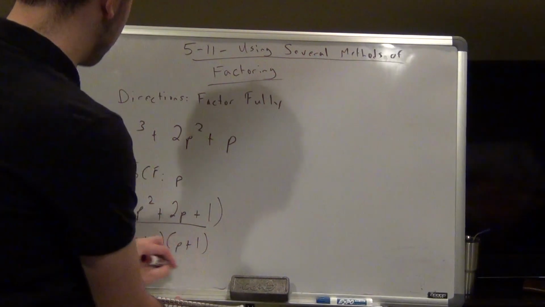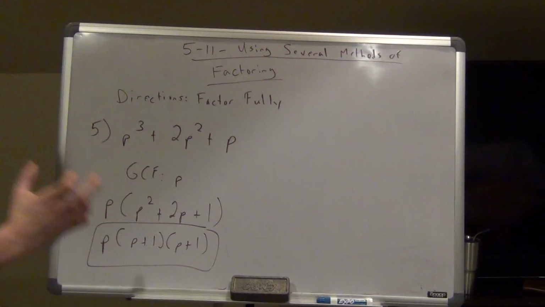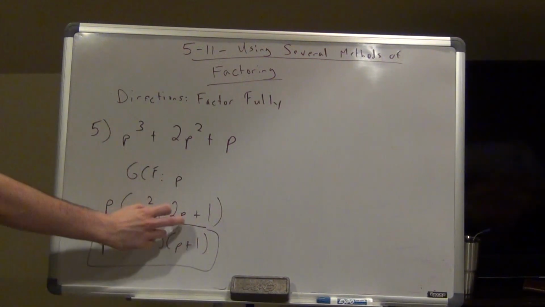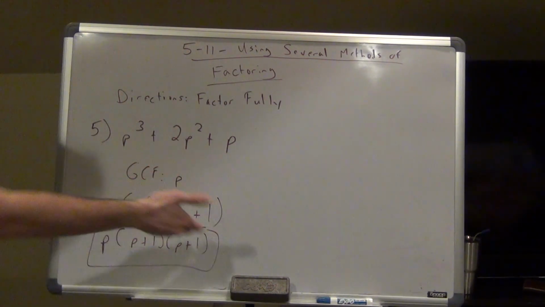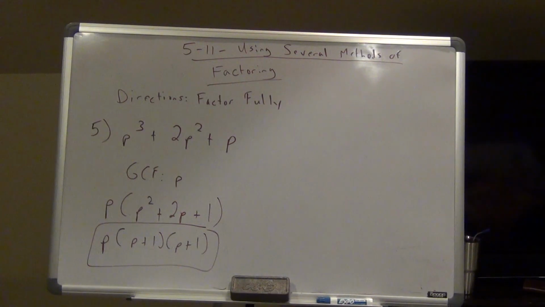the parentheses. 2 steps. Take the GCF out, look at the parentheses, is it factorable? If it is, factor it. If it's not, you just leave it there. So in this case it was factorable, so we factored it. Alright.